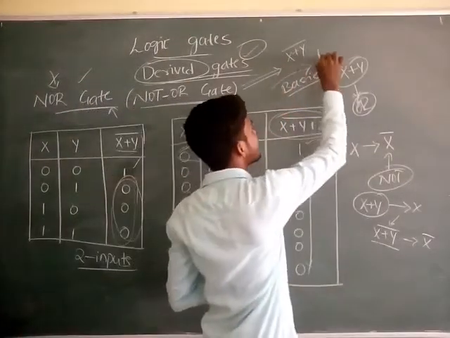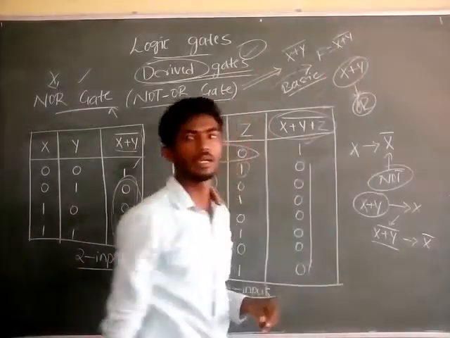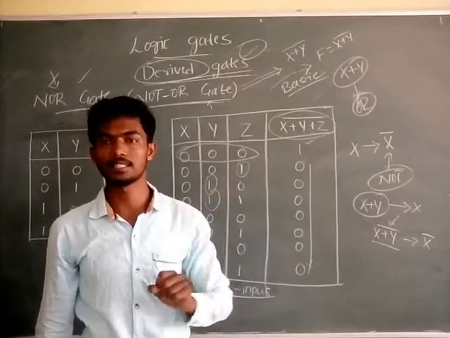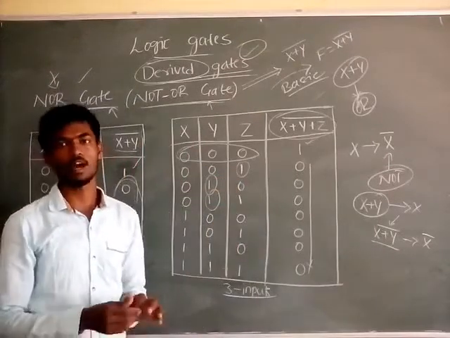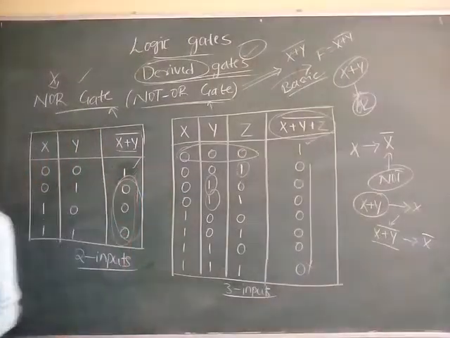It is also represented as F equals (X plus Y) whole complement. X plus Y, where plus represents logical addition, is the OR gate operation. This is the truth table for the NOR gate.